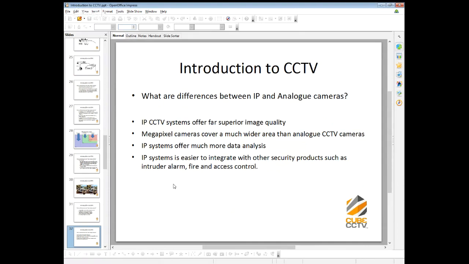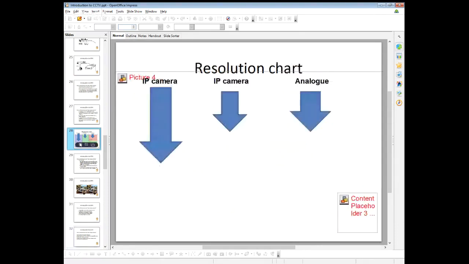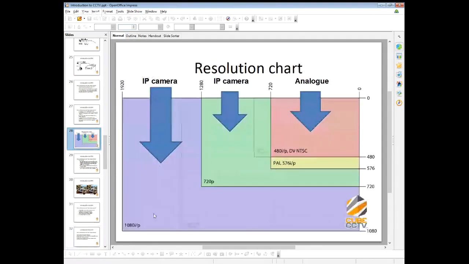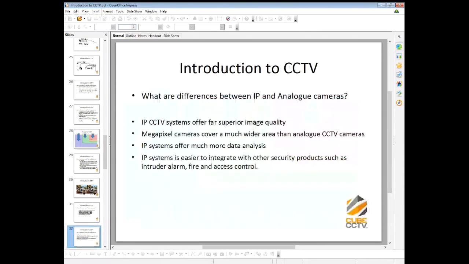Megapixel cameras cover a much wider area than analog. If you look at the screen, you can see that it covers a wide area. So the width is big. You get a wide area coverage compared to analog signals. So that's another advantage of IP cameras.